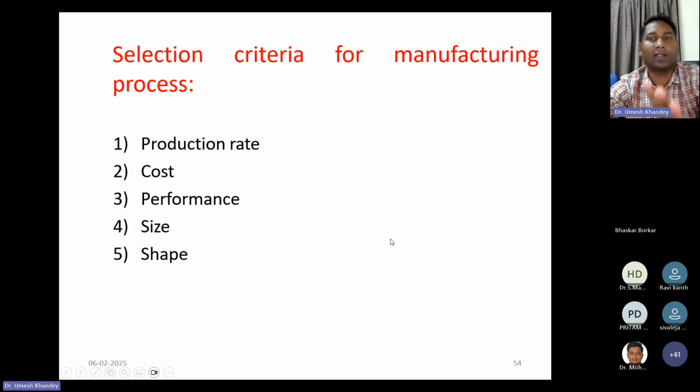Again, as I said, in the case of traditional machining, you have to see some criteria for how you are going to carry on, depending upon production rate, cost, performance, size, and shape. The same applies to non-conventional machining also.